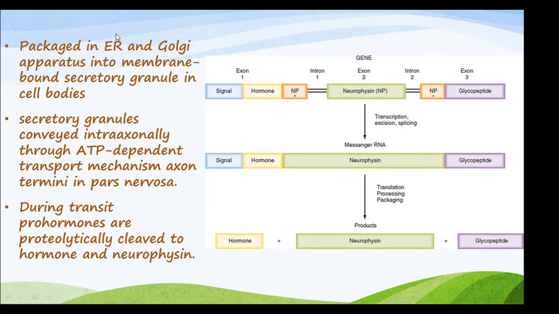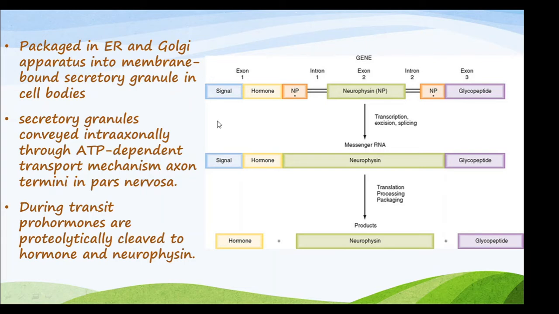So the peptide that has been synthesized is packaged in the endoplasmic reticulum and the Golgi apparatus, and finally into membrane-bound secretory granules. And the secretory granules, through an ATP-dependent transport mechanism, transport the hormones inside the secretory granules to where they have to be released. During this transport, the prohormone is proteolytically cleaved to the hormone, and the neurophysin part is removed.